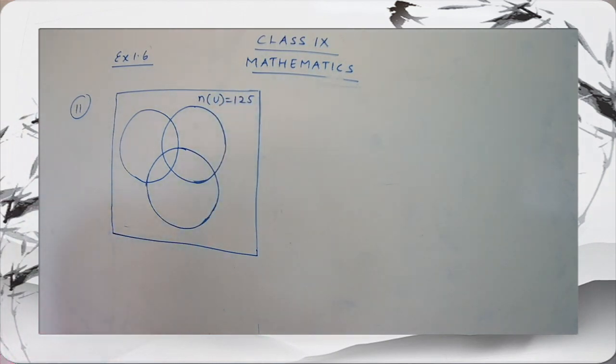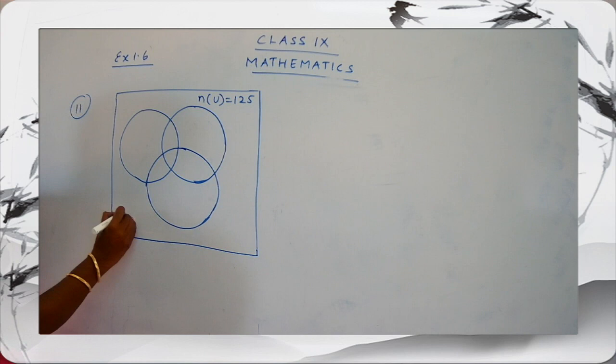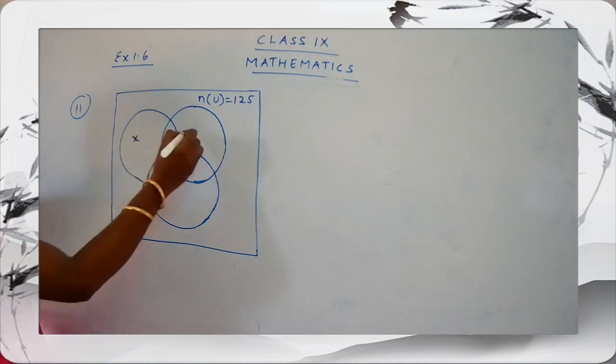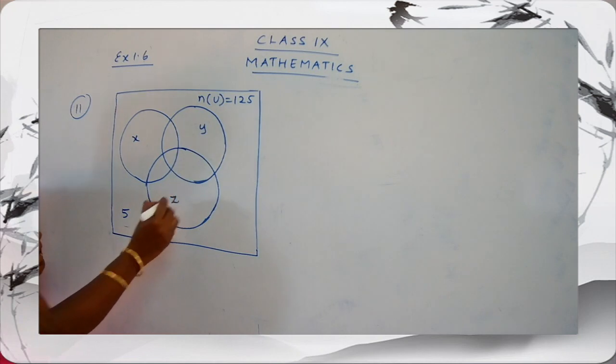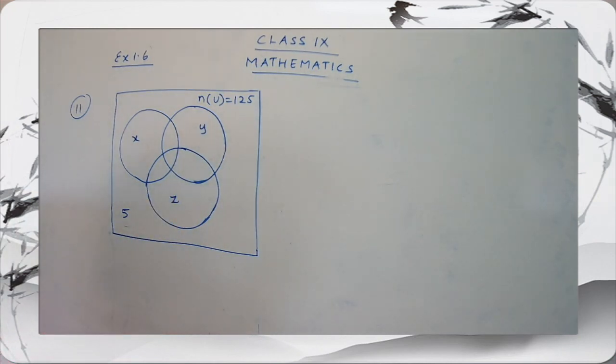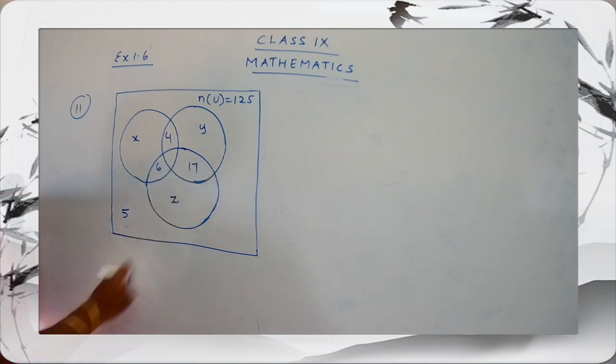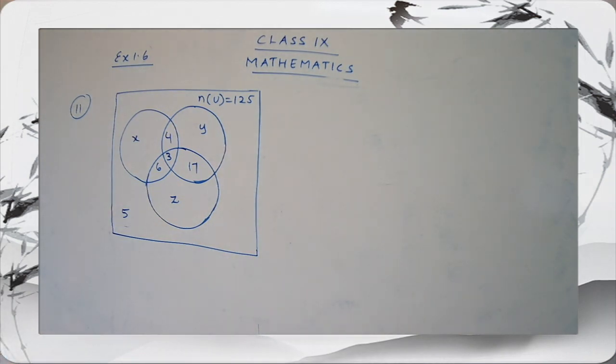N of U is 125. Here you have 5 outside. X is for A, the first circle, then Y, Z. X, Y, Z, 4, 6, 17, 4, 6, 17, and you have your 3. The common part is 3. So this is the information which is given to you in the form of a Venn diagram for your sum number 11.